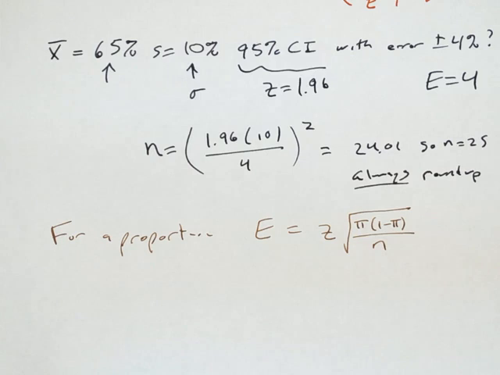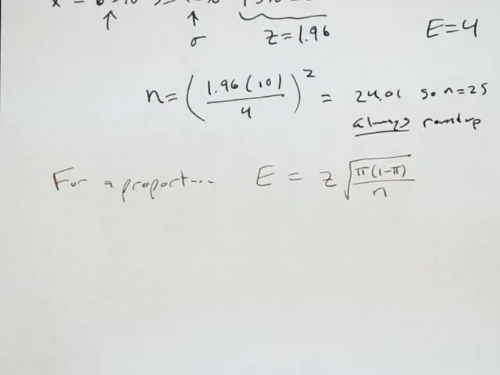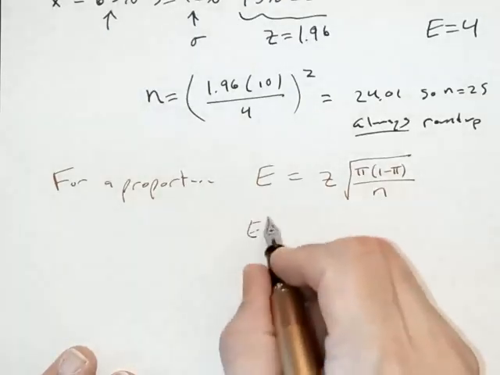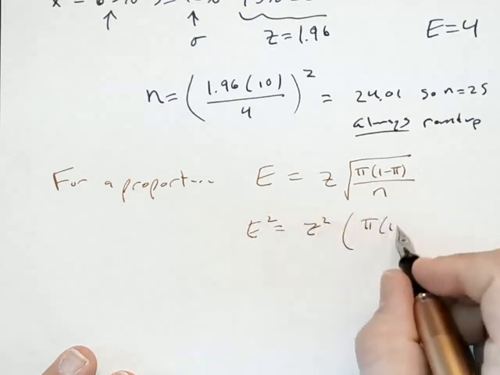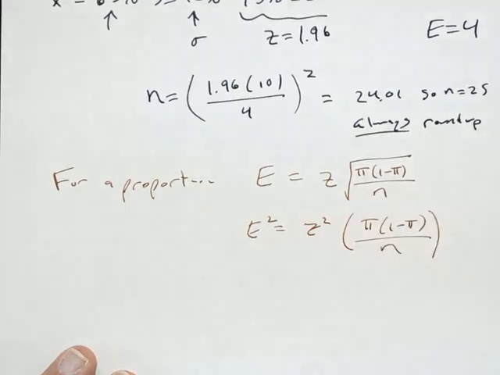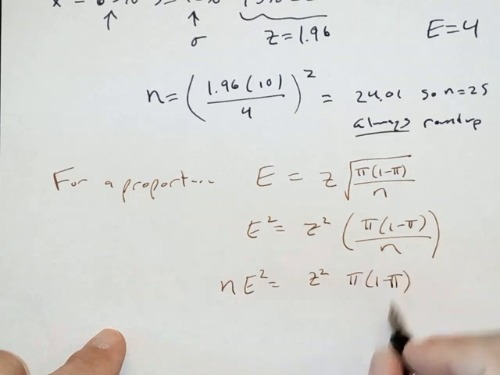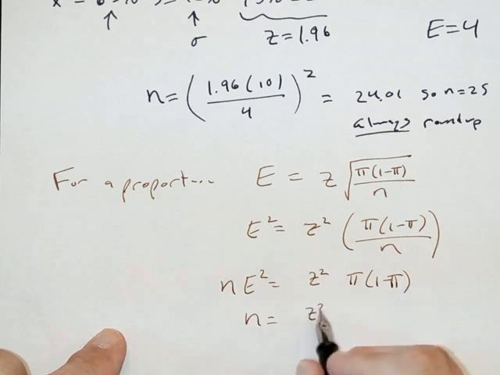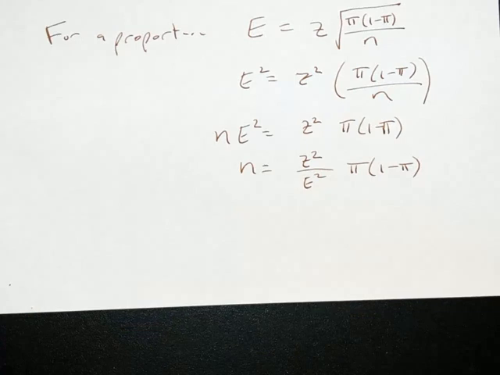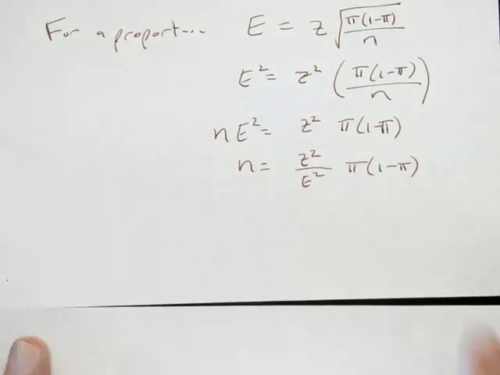Same problem. I want to know n. How do I get there from here? I have to go back through the same calculation. I'll square first this time. Squaring will get rid of the square root. I multiply by n to put the n over on the left side. Then I can divide by the e squared. Now again, this tells me how many people I need to sample for a given margin of error with a certain known confidence level.